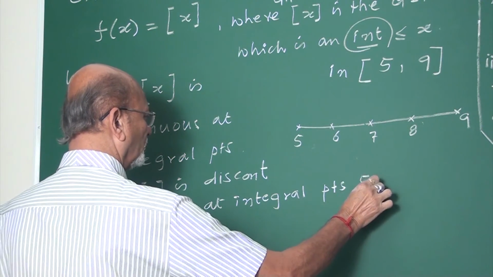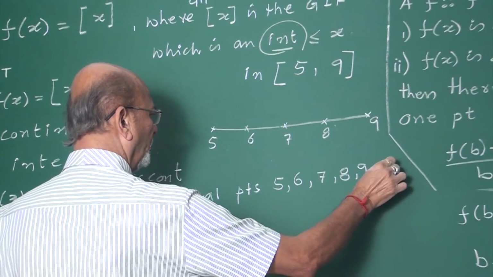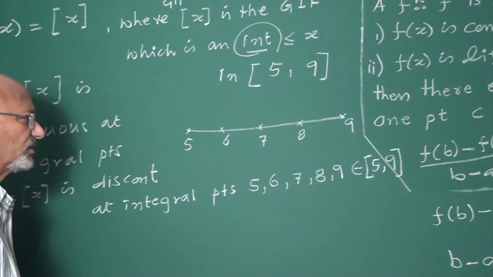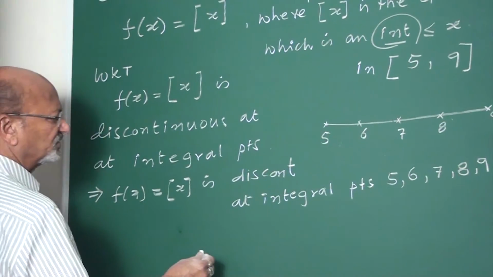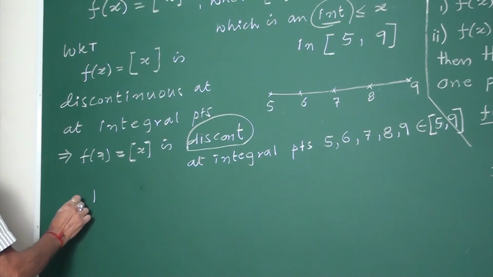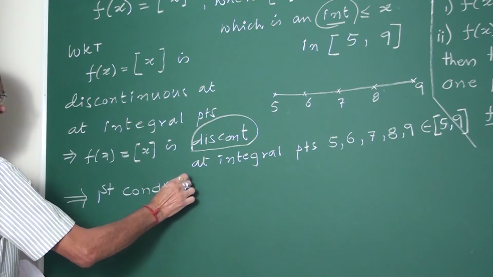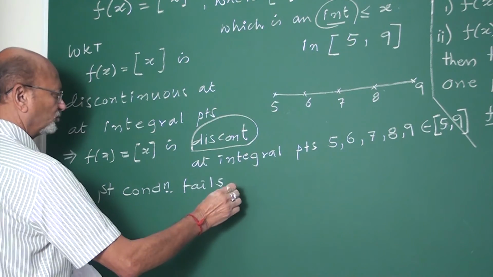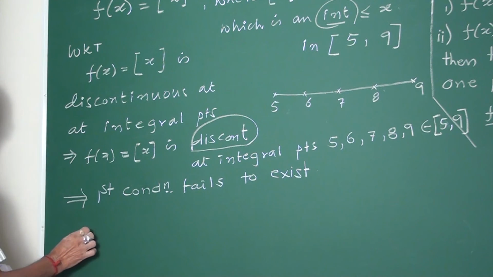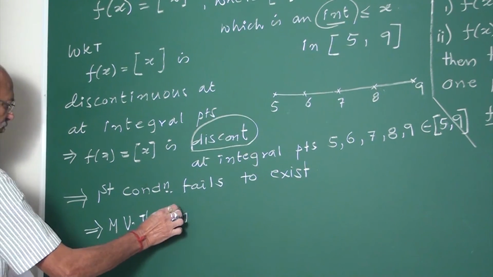What are they, my friends? 5, 6, 7, 8, 9, they are from the closed interval 5 to 9. Then when it is discontinuous at these points, the first condition fails, fails to exist. When the first condition fails, the mean value theorem is not applicable.